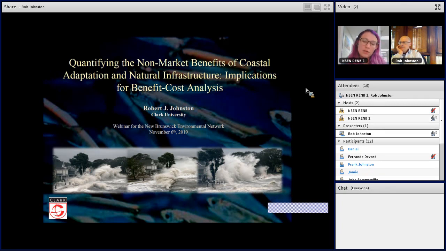Welcome everyone to Quantifying the Non-Market Benefits of Coastal Adaptation in Natural Infrastructure, Implications for Benefit Cost Analysis. Our speaker is Robert Johnston, who is the director of the George Perkins Marsh Institute and professor of economics at Clark University. He is also the editor of the journal Resource and Energy Economics.